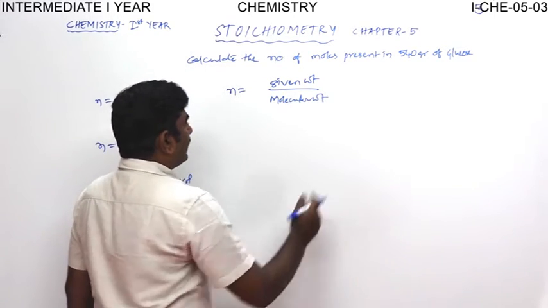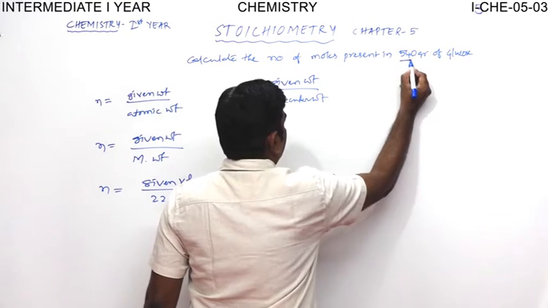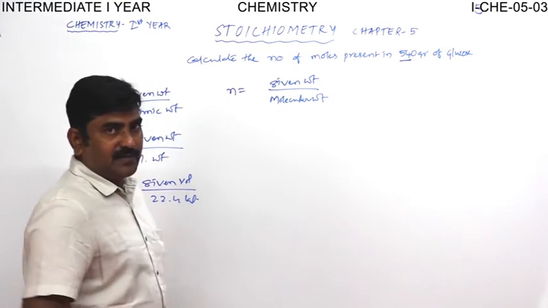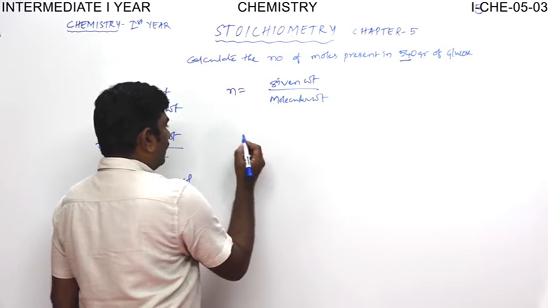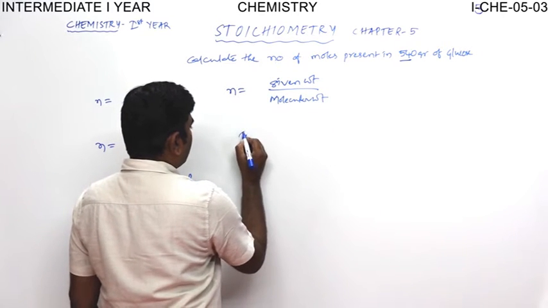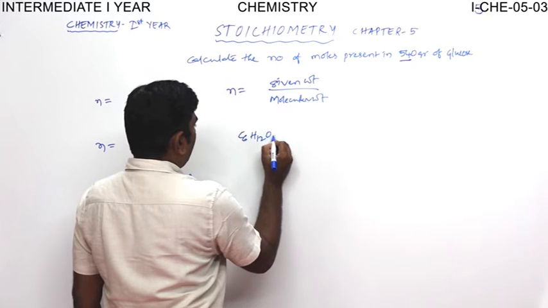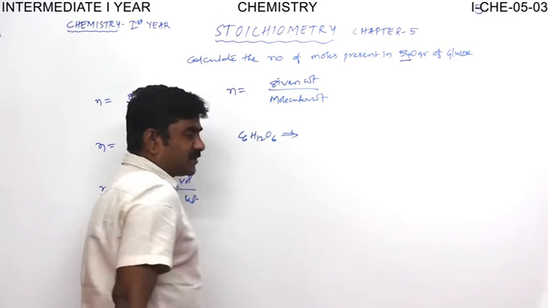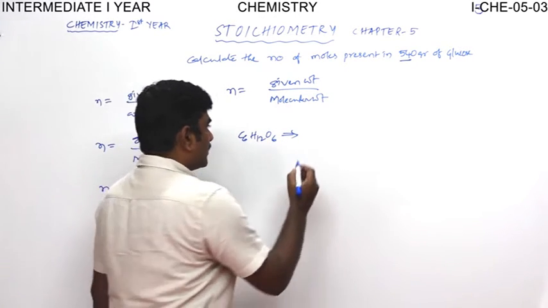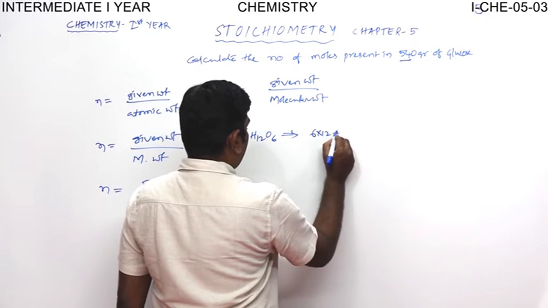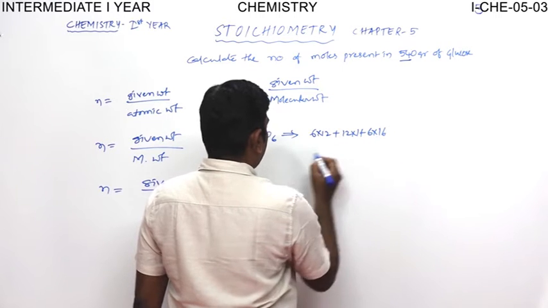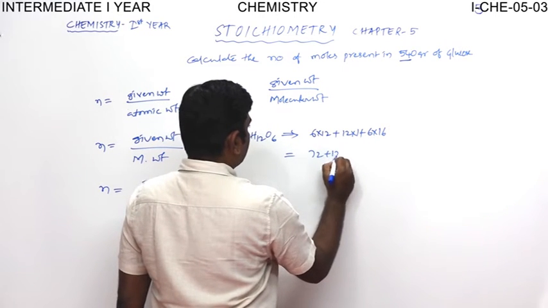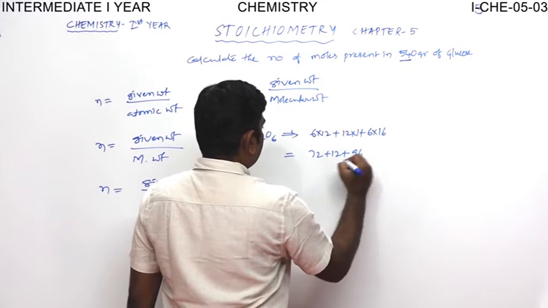What is the given weight? 540 grams. What is the molecular weight of glucose? You have to calculate. What is the formula of glucose? C6H12O6. So 6 carbons, each 12, plus 12 hydrogens, each one, plus 6 oxygens, each 16. So 72 plus 12 plus 96.